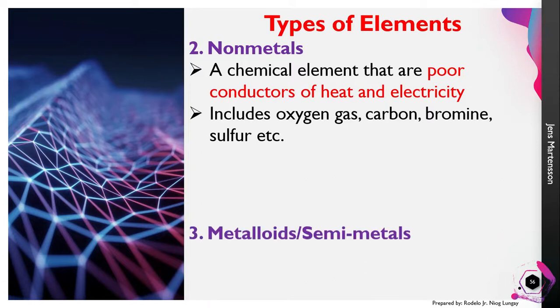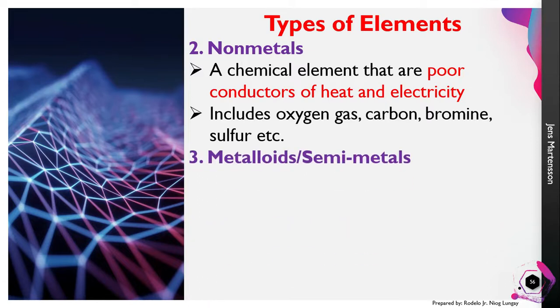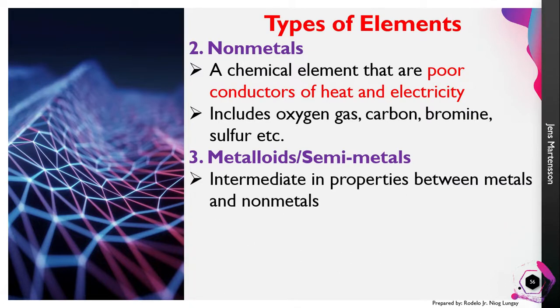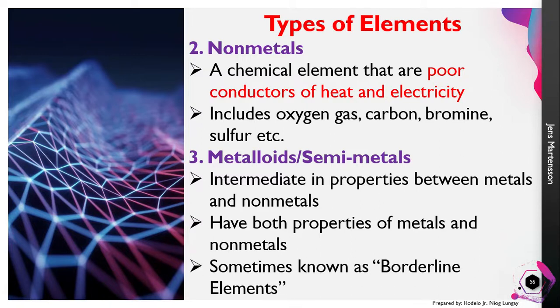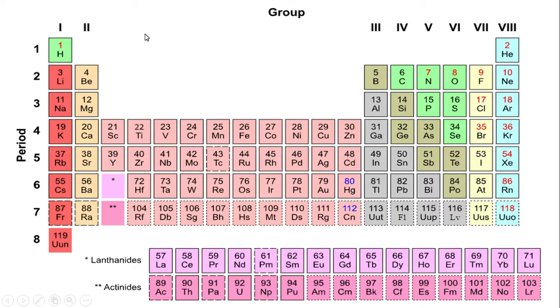The third type of element is the metalloids, or the semi-metals. They are intermediate in properties between metals and non-metals, so they have properties of both. These metalloids are sometimes called the borderline elements. As you can see in the periodic table of elements, groups 1 and 2, with the exception of hydrogen, are all metals.